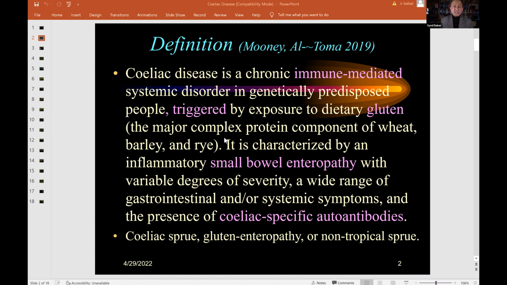The condition is characterized by an inflammatory small bowel enteropathy with a variable degree of intensity. So it produces a vast range of gastrointestinal and systemic symptoms, and in addition evokes the presence and identification of numerous celiac-specific autoantibodies. Although it is an ancient disease, it had in the past been known as celiac sprue, gluten enteropathy, or non-tropical sprue.